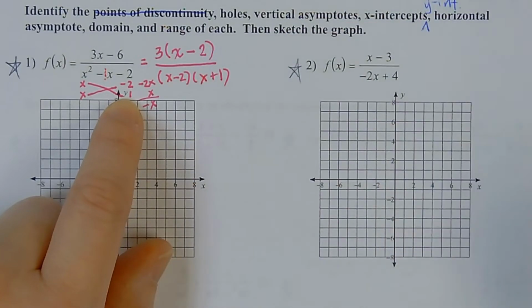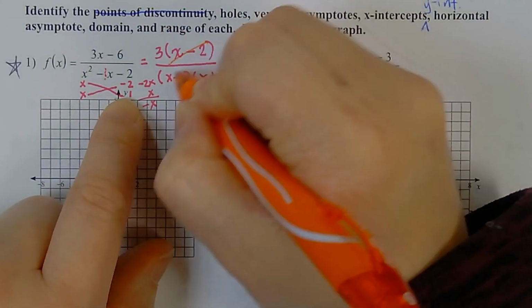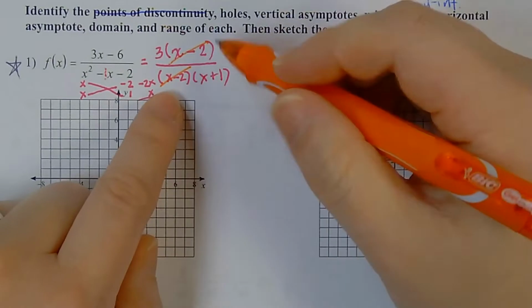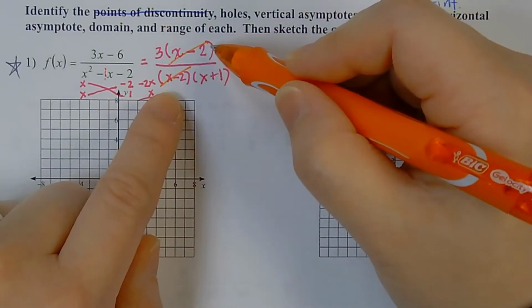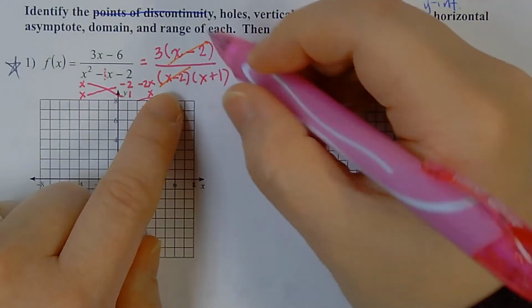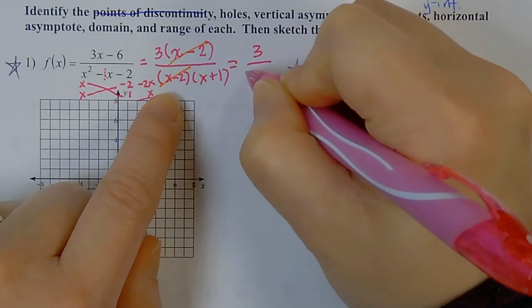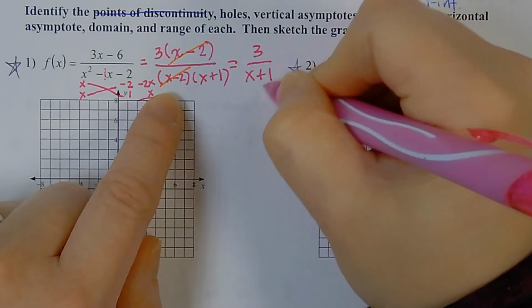All right, and as you may have noticed, there is a hole. We can cancel out x minus 2 because they're exactly the same on the numerator and denominator. So I know that is going to be our hole. I'm just going to write down the simplified version. So it's going to be 3 over x plus 1. So I'm going to be using this.